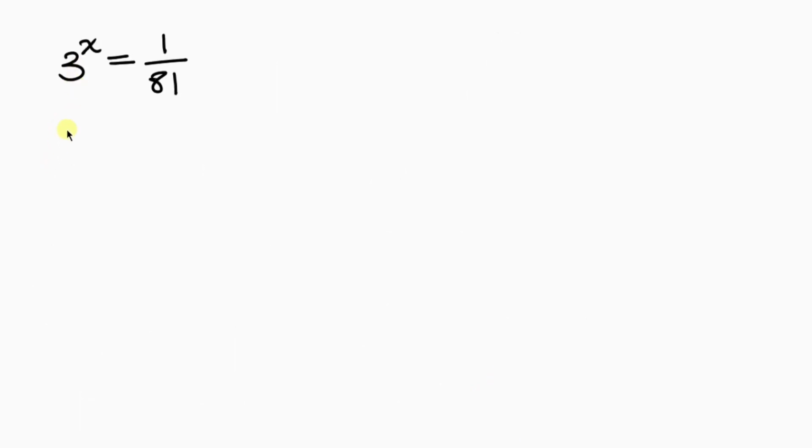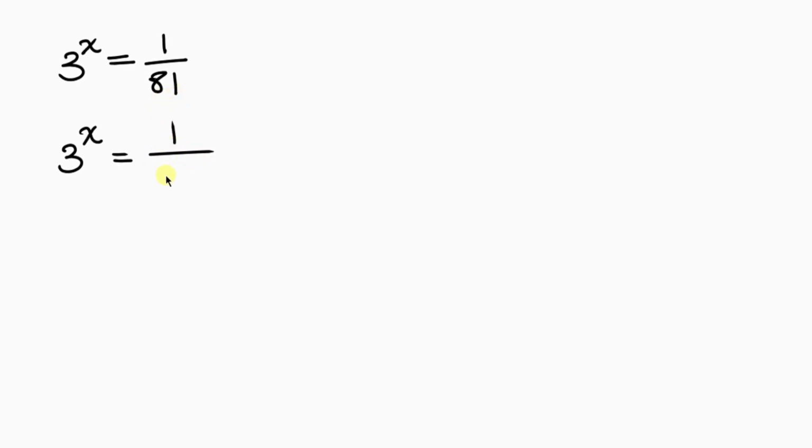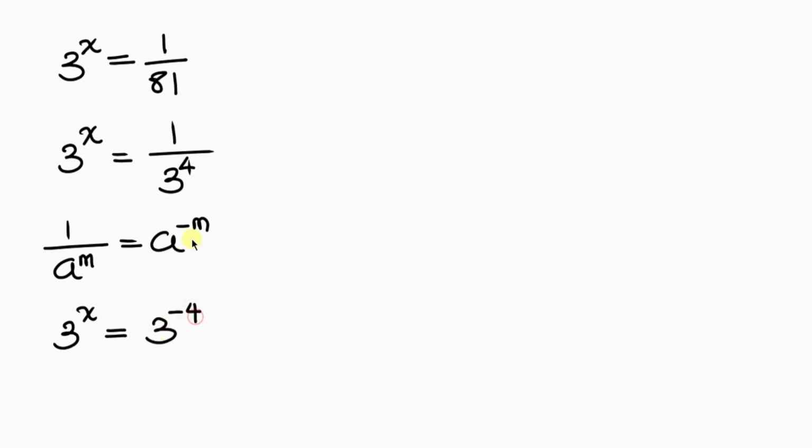Now simplifying further, we have 3 to the x to be equal to 1 all over 81, which is the same as 3 to the 4. Now our next step will be for us to apply the property of indices that says when I have 1 all over a to the m, this is the same as a to the negative m. So we're going to be applying this to what we have here. So this becomes 3 to the x to be equal to, now this expression can be written as 3 to the negative 4, just like this.